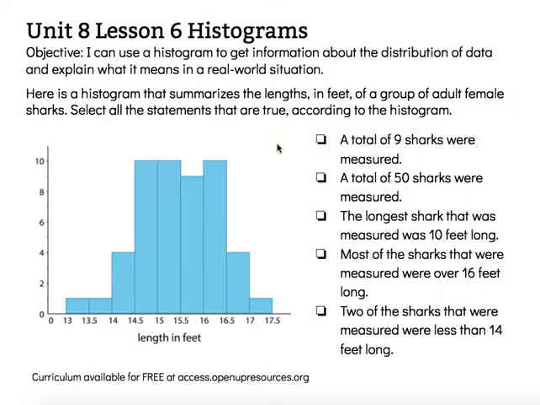The question says, here is a histogram that summarizes the lengths in feet of a group of adult female sharks. Select all the statements that are true according to the histogram. The first statement says, a total of 9 sharks were measured.